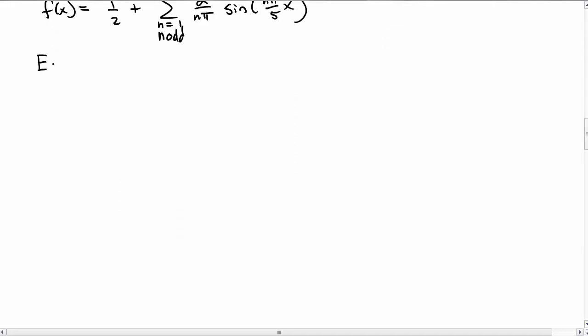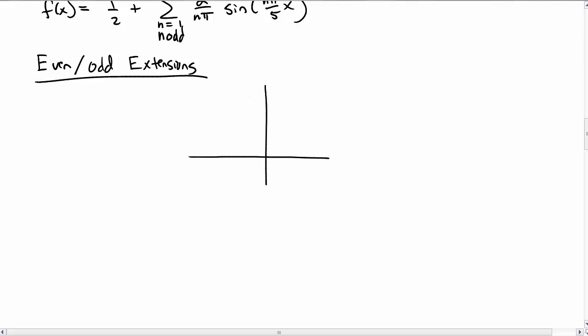Now let's move on to a different topic, but somewhat related, which is making even or odd extensions of functions. So let me consider a function, or at least a part of a function here, that goes from 0 to 3. Looks something like this. Maybe this would be something like x squared plus 1, maybe. In fact, I'm just going to draw this fragment of the function.